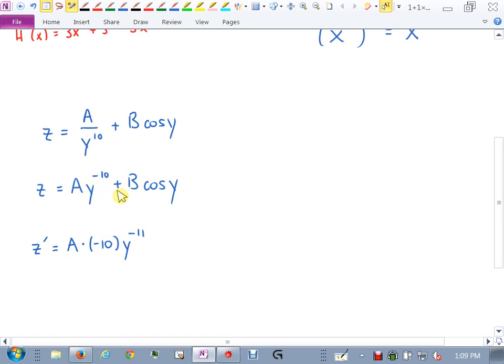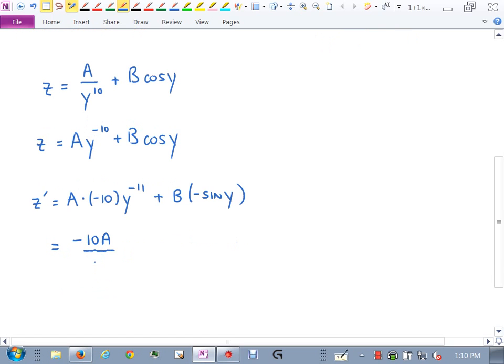Then we say plus. Again, the b, nothing happens. And then we talk about what this was? Negative sine, right? Negative sine y. Like that. So a final answer would look like this. Negative 10a over y to the 11th. You could leave it up as negative 11. That's okay. And then over here, I'm going to pull that negative out and make it minus b sine y.